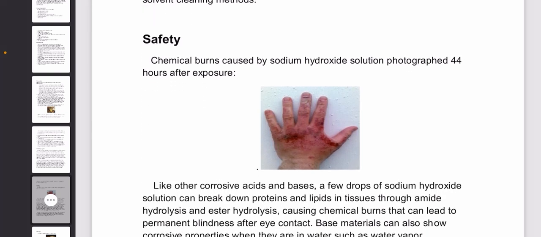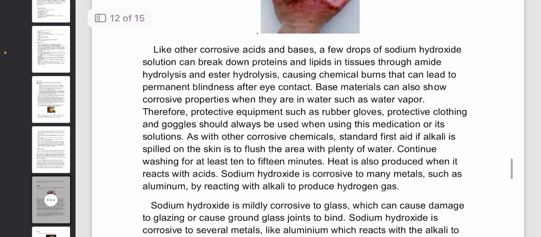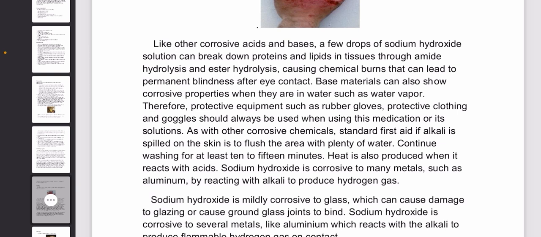Safety. We are going to see some safety instructions if you are going to use sodium hydroxide. A chemical burn caused by sodium hydroxide solution, photographed 44 hours after exposure. This is a picture of a hand that was exposed to sodium hydroxide. Like other corrosive acids and bases, a few drops of sodium hydroxide solution can break down protein and lipid in tissue through amide hydrolysis and ester hydrolysis, causing chemical burns that can lead to permanent blindness after eye contact.